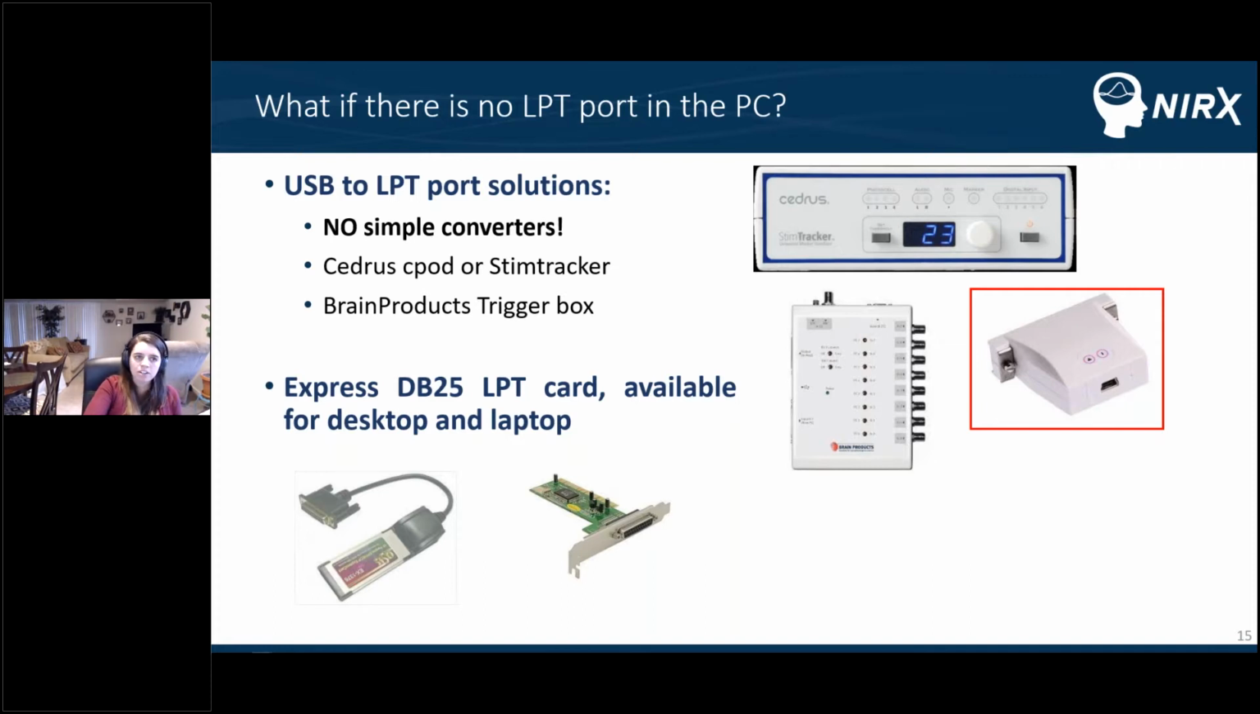So what if there is no LPT port on the PC? There are no simple converters that we would recommend using. You do have USB to LPT port adapters readily available for like $25 from Amazon. But the problem is those aren't dedicated for neurophysiological research. They're going to have variable timing delays, and they can significantly impact your data. So instead, we recommend some various hardware. The Cedrus C-Pod or the StimTracker can do the conversion for you from USB to parallel port output or LPT output. And the Brain Products TriggerBox can do the same, all with little to no timing delays.